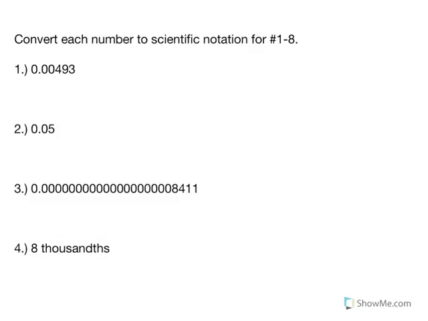Scientific notation with small numbers. Remember, numbers less than 1 are considered small, and if we have small numbers, we have negative exponents. So in number 1, we want to change this to scientific notation, so we want our first number to be between 1 and 10. So I want to move my decimal point to be after the 4.